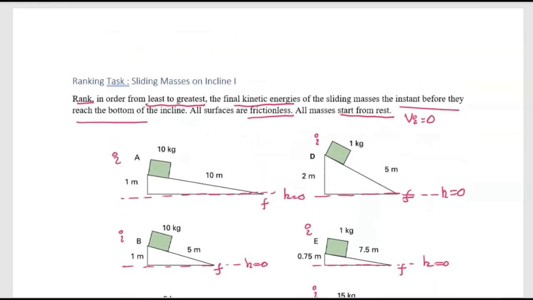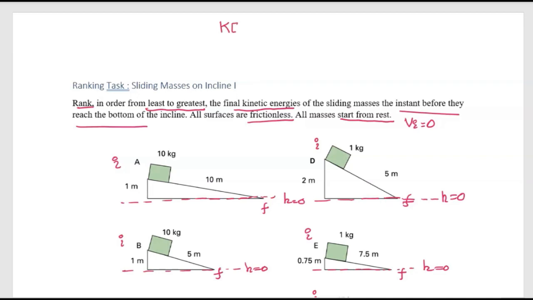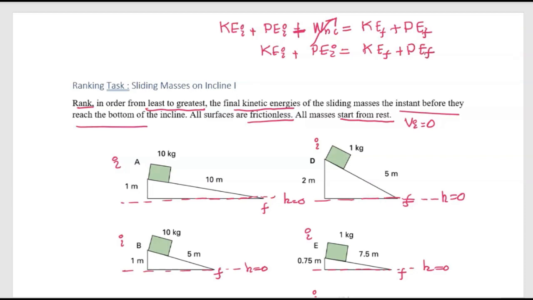Now let's recall the equation for the conservation of energy. We have the initial kinetic energy of the system plus initial potential energy plus work non-conservative is equal to final kinetic energy plus final potential energy. In this course we talk about two conservative forces, spring force and force of gravity. In this question, we don't have any non-conservative forces because it's frictionless, and the work done by the normal force is anyway 0. So we have the initial kinetic energy plus potential energy, but initial kinetic energy is 0 because the object starts from rest.